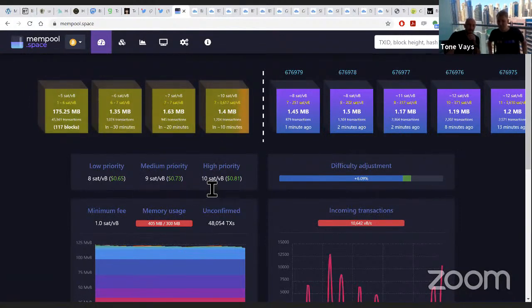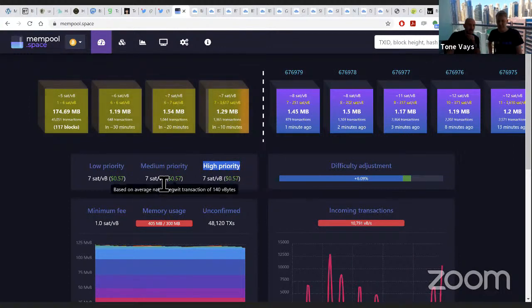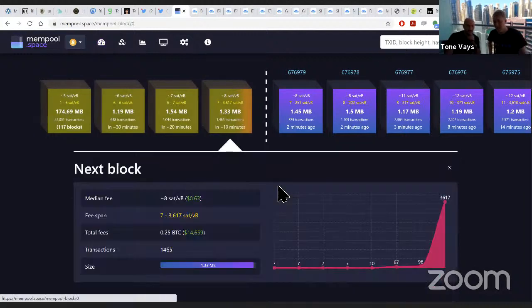Like again, if I was sending a Bitcoin transaction right now, I would use somewhere around 9 to 10 satoshis per byte as my high priority. Again, high priority should almost guarantee you in the next block. My medium priority would be something like 7 to 8, and my low priority would be something like 5 to 6. You can click on the next block, for example, here, and you can see the distribution of the transaction fees in that block.